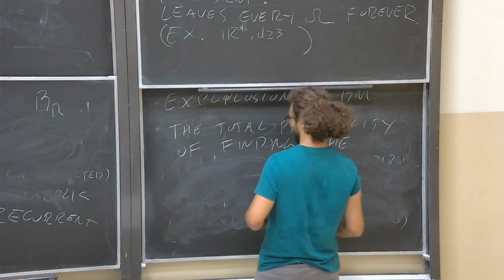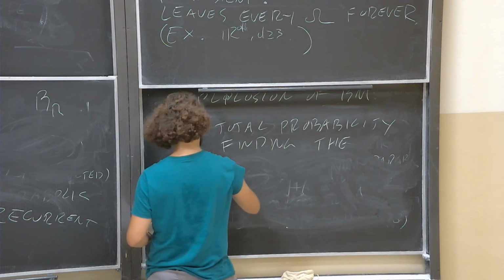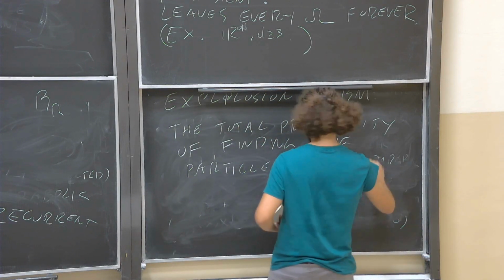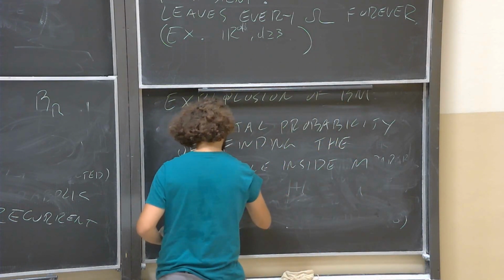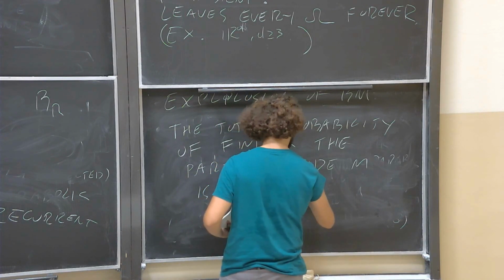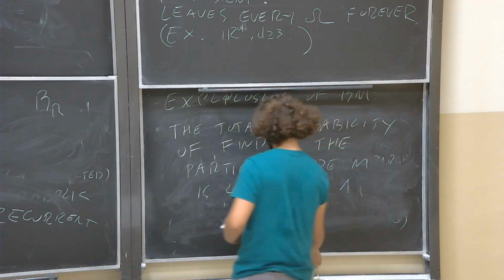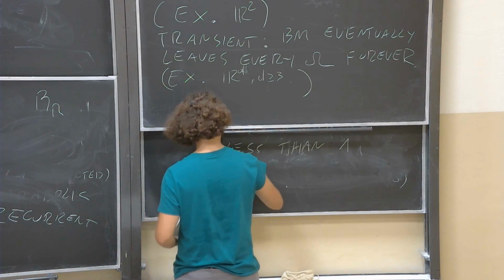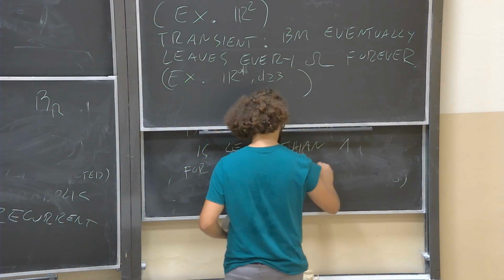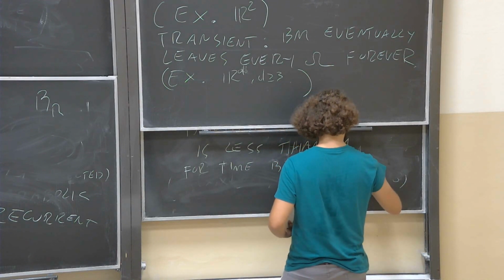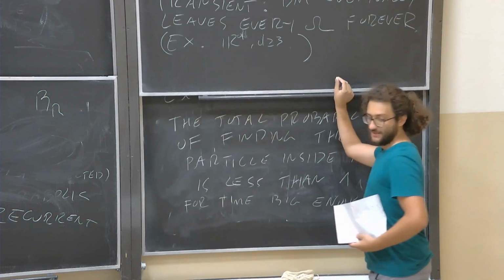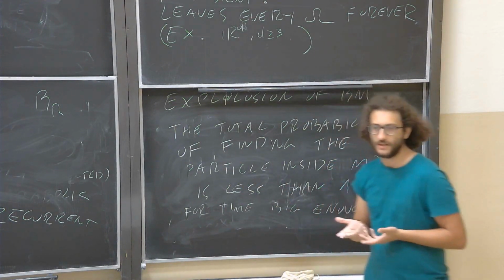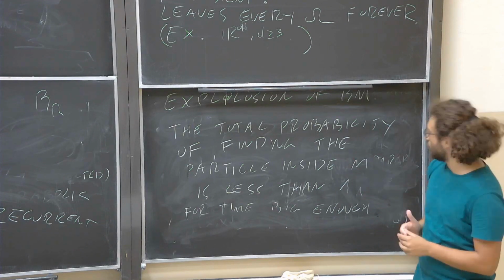The probability of finding the particle inside the manifold is less than 1 for time big enough. Which means there is a positive probability that the particle actually escapes from the manifold. The incredible thing is that this also happens for complete manifolds.